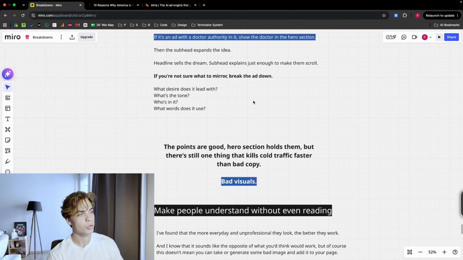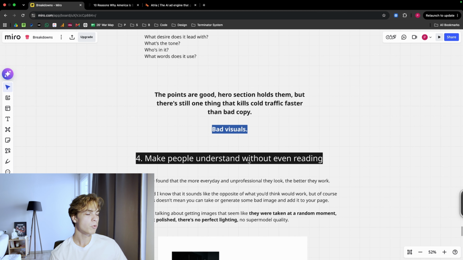But now let's say the points are good, the hero section holds them, but there is still one thing that kills cold traffic even faster than bad copy, and that is bad visuals, right? So you must make people understand without even reading. Now, me personally, I found that the more everyday and unprofessional the images look, the better they work. It sounds like the opposite would make sense, but it is basically the opposite of what you think would work.